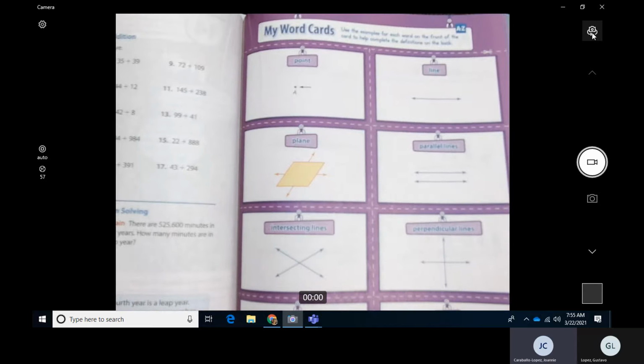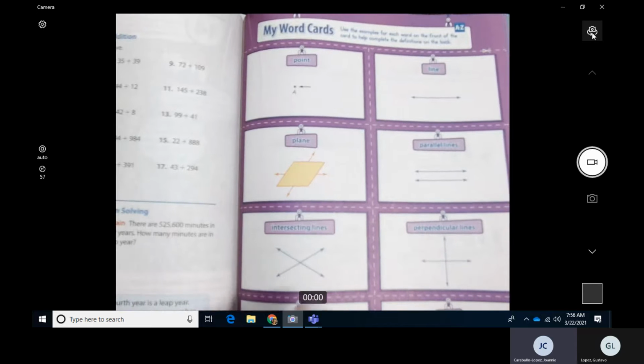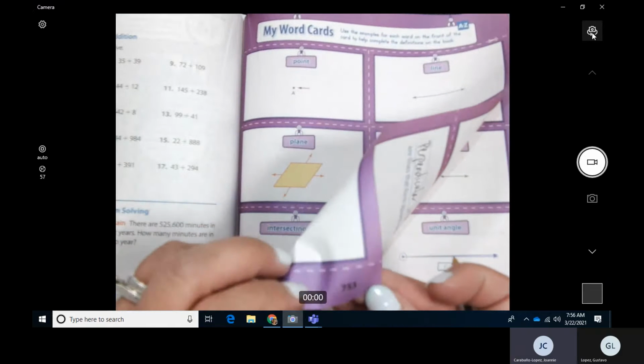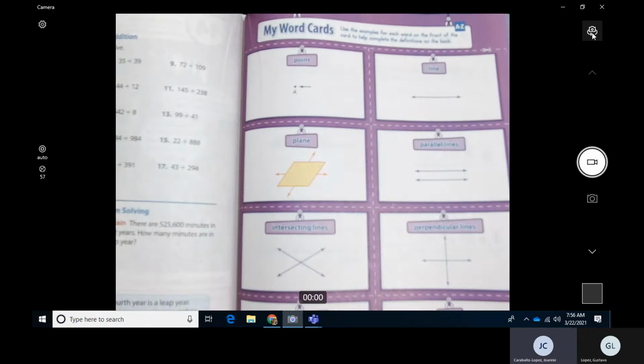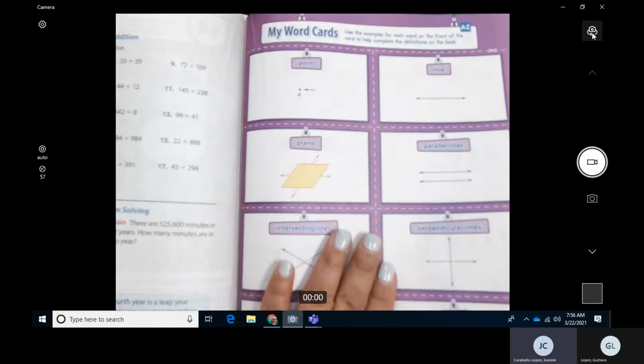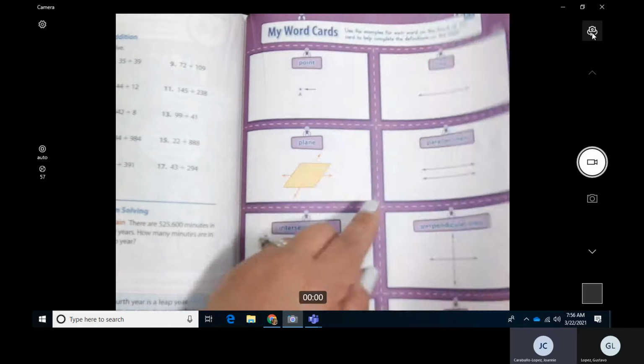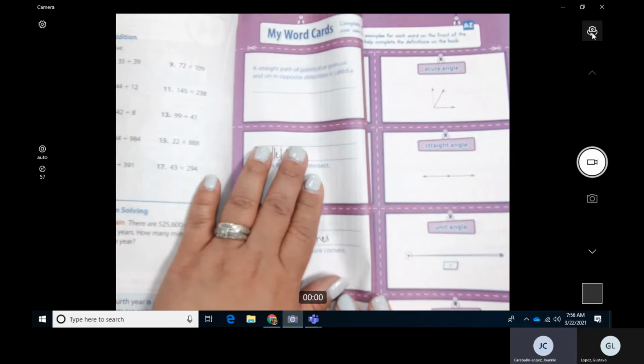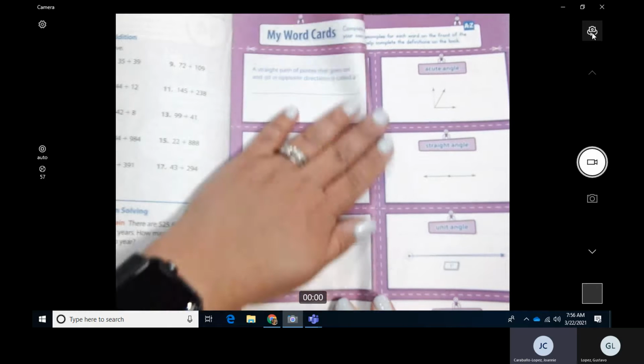So if you are at home, you're tearing out page 763 from your Envisions book. This is going to be the paper that you use to study. Now you have to flip it over. If you have your paper facing you, you'll flip it over. You can actually just fold it in half like this.